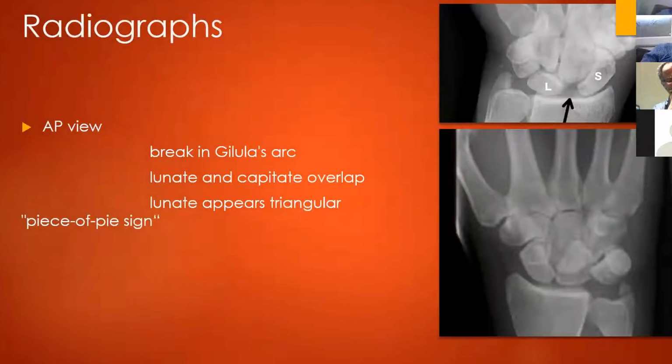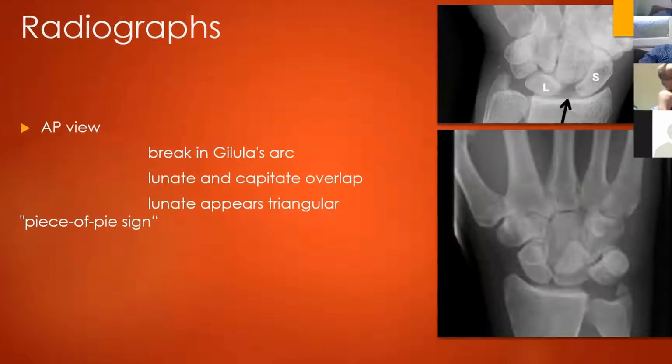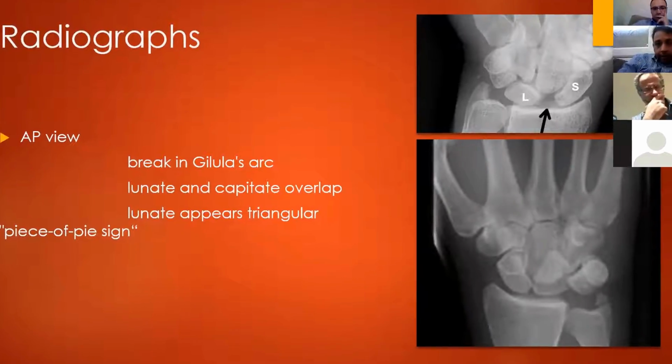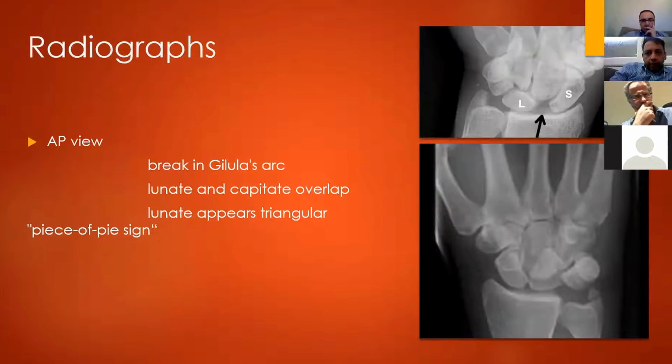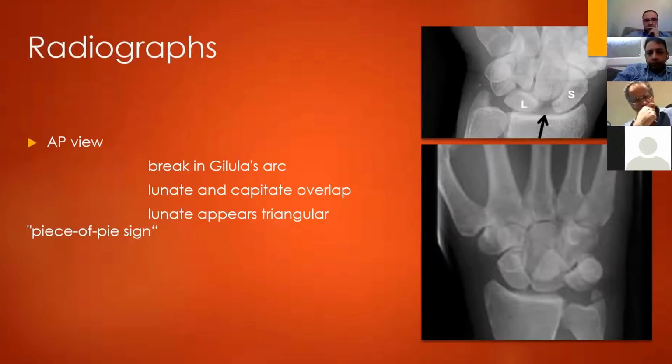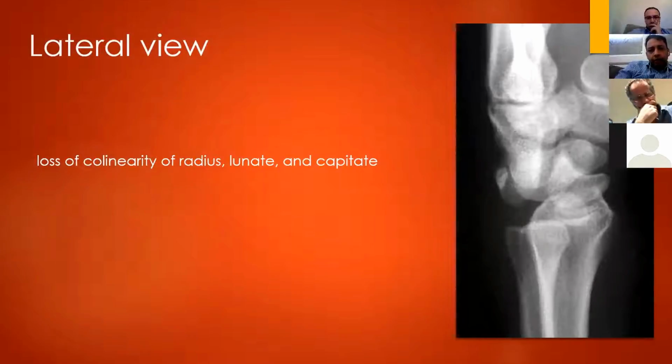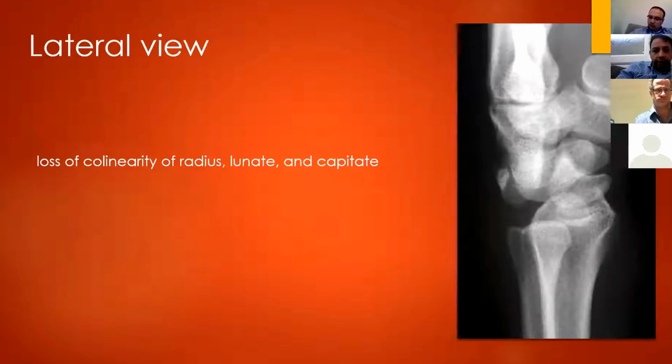From the radiology point of view, you will go for AP and lateral radiographs. In the AP radiograph, you can see there is a break in the Gilula arc, and usually the lunate and capitate will overlap, and sometimes the lunate appears triangular, as in the second radiograph, which is called the piece of pie sign. On the lateral radiograph, you usually see a loss of collinearity of the radius, lunate, and capitate. In a normal radiograph, all three bones are aligned in one line, but in this type of injury, you will see a disruption of this collinearity.